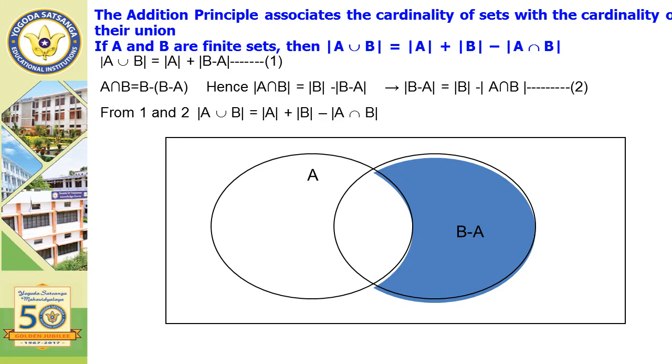In this way, using the Venn diagram, we prove the addition principle of two sets. If they are disjoint, then the cardinality of A intersection B will be 0. At that time, the cardinality of A union B will be the cardinality of A plus the cardinality of B.